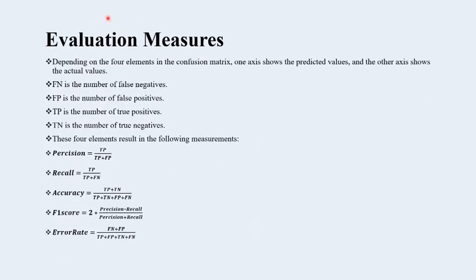Evaluation measure. Depending on the four elements in the confusion matrix, FN false negative, FP false positive, TN true negative, TP true positive, these four elements result in the following measurements: precision, recall, accuracy, F1 score, and error rate.